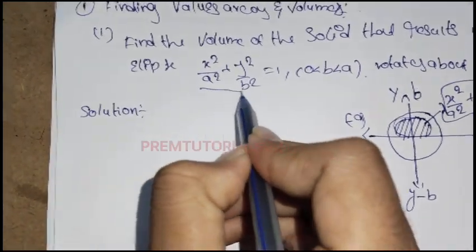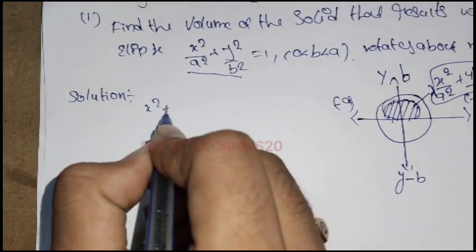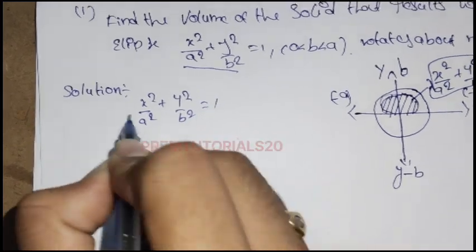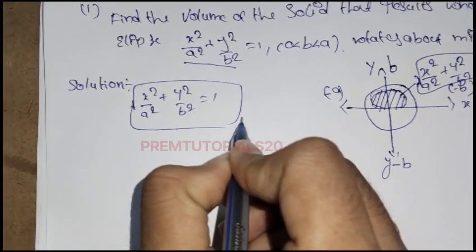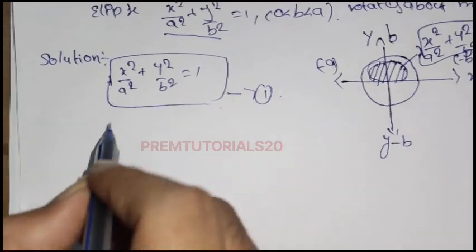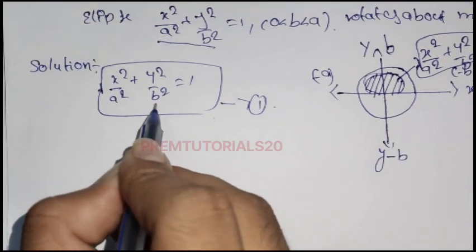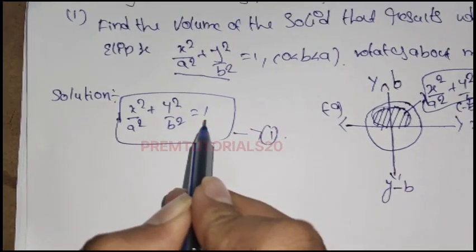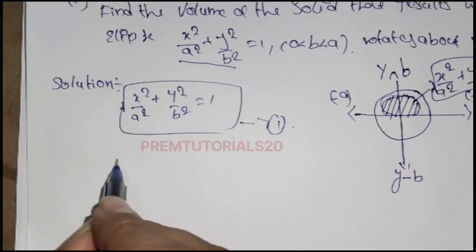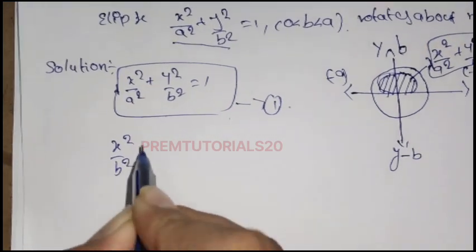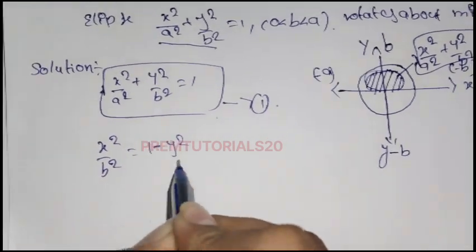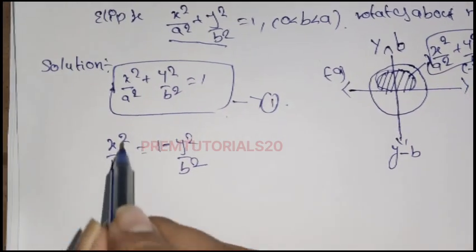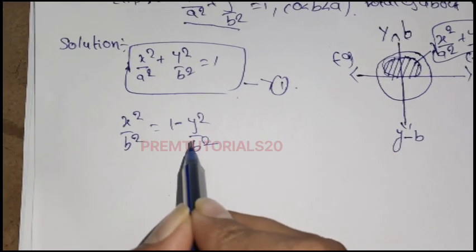Solution. What is the given ellipse equation here? x square by a square plus y square by b square equal to 1. Now this is said to be equation number 1. The y square by b square goes to the right side of the equation, and we get minus y square by b square. Now x square by a square equal to 1 minus y square by b square.